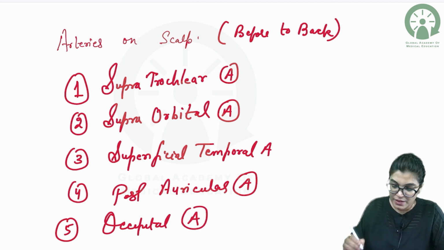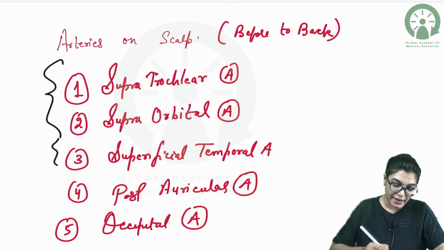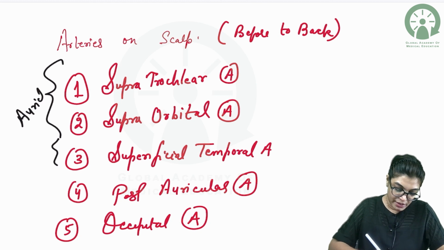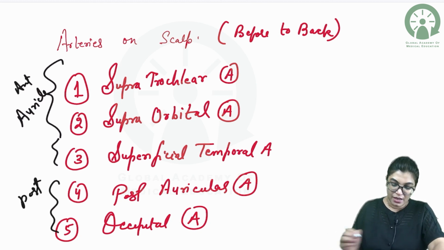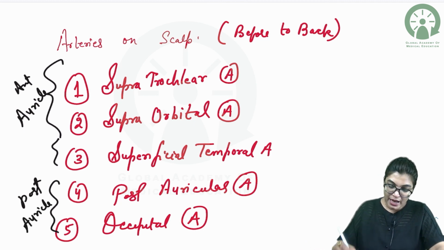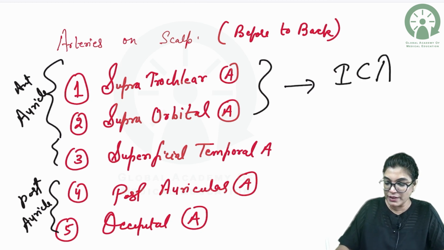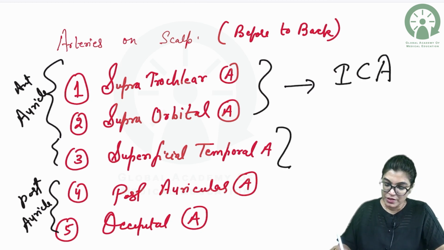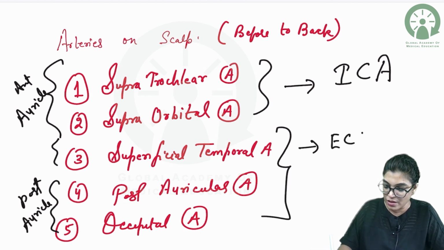Now, my dear aspirants, the supratrochlear, supraorbital and superficial temporal are lying anterior to the auricle, and the last two, the posterior auricular and occipital, are lying posterior to the auricle. Supratrochlear and supraorbital are the branches of the internal carotid artery. Superficial temporal, posterior auricular and occipital arteries are the branches of the external carotid artery.